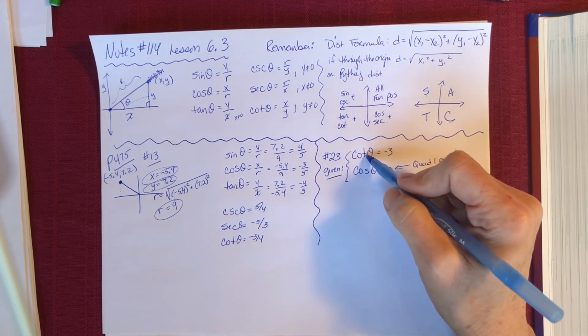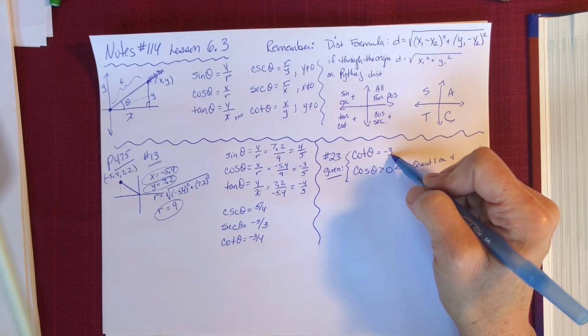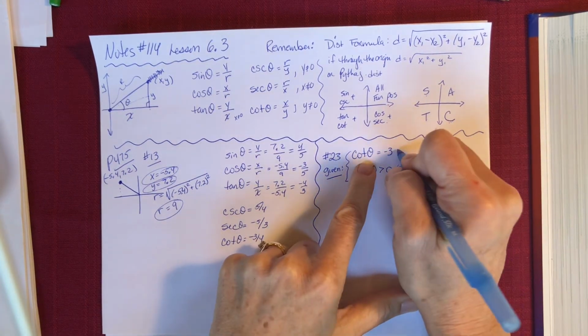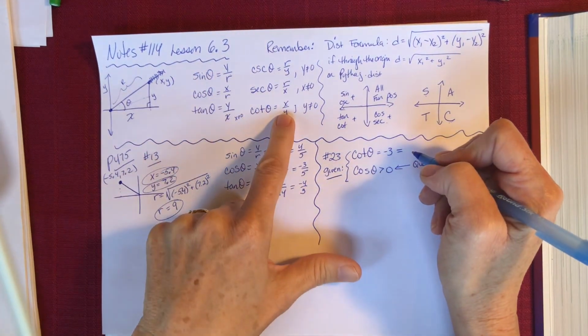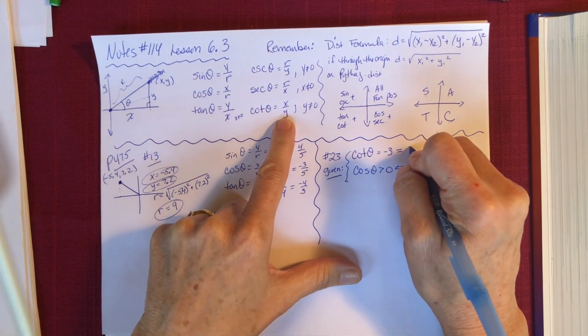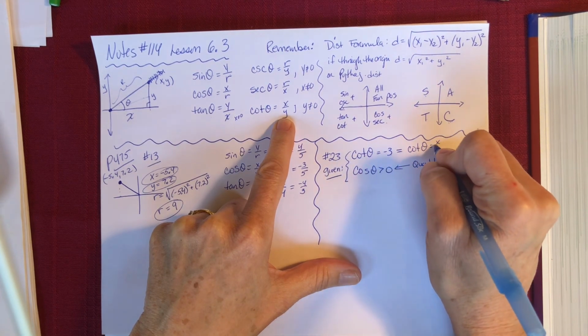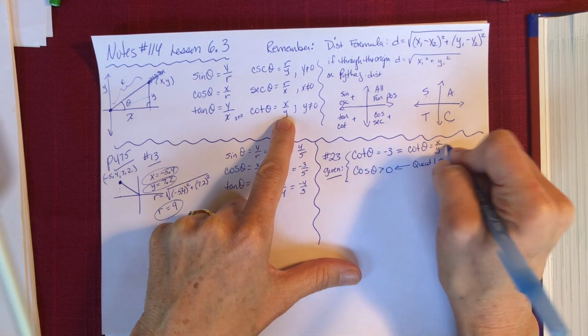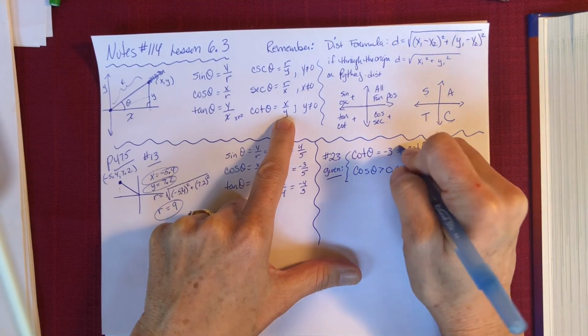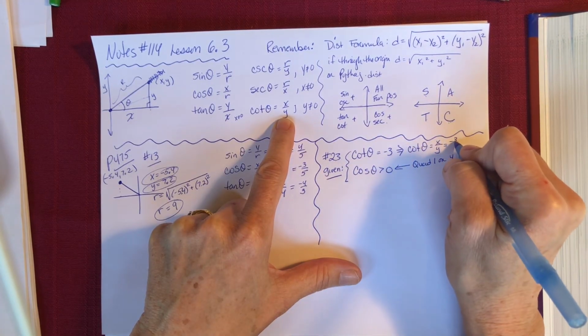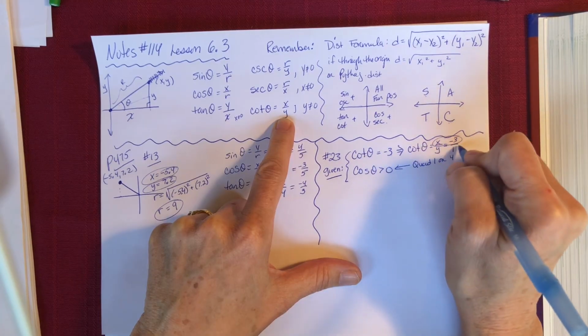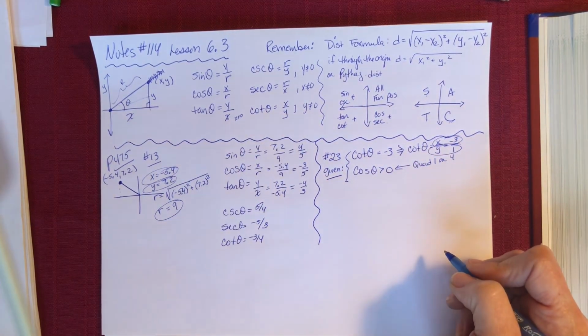I've got cotangent is -3. I'm thinking about cotangent. Well, cotangent, let's go back to cotangent up here. Cotangent of theta is equal to x over y. I'm thinking about this -3 as a fraction, -3 over 1. I think I have it. The x is -3 and the y value is 1.